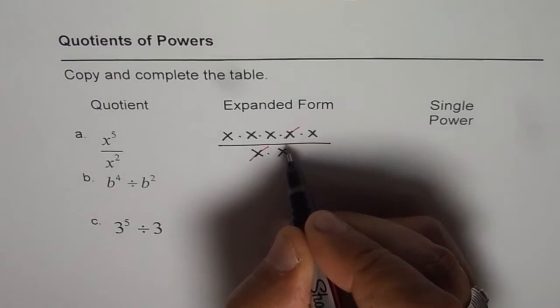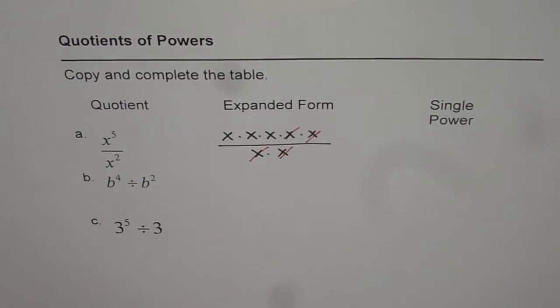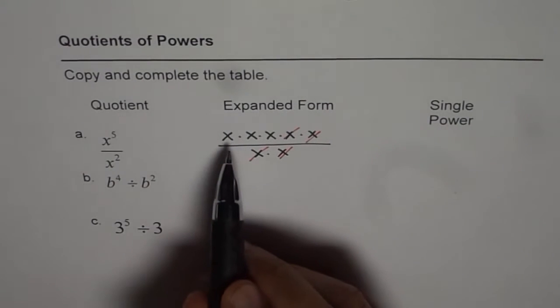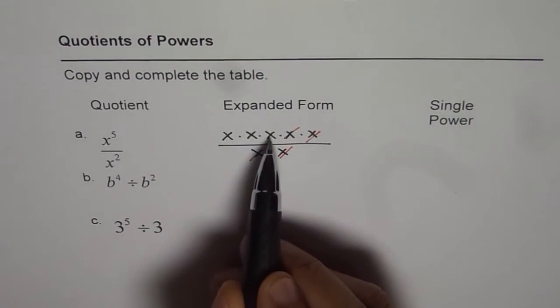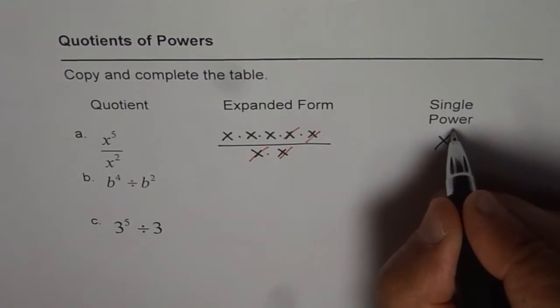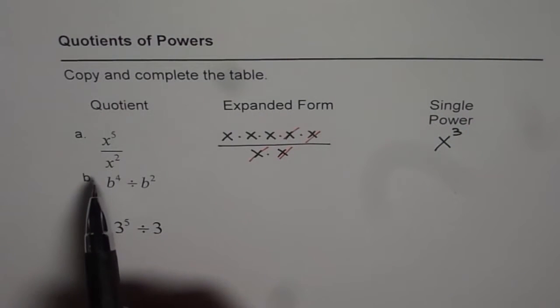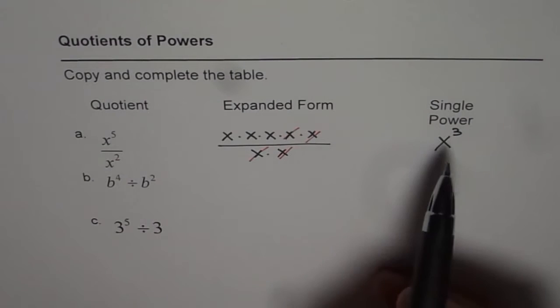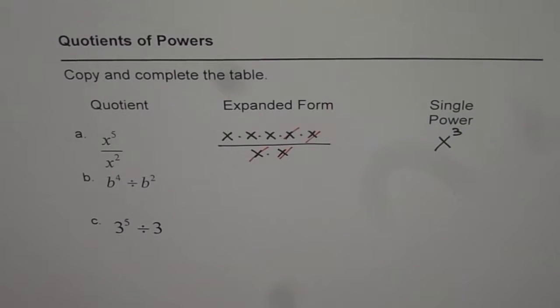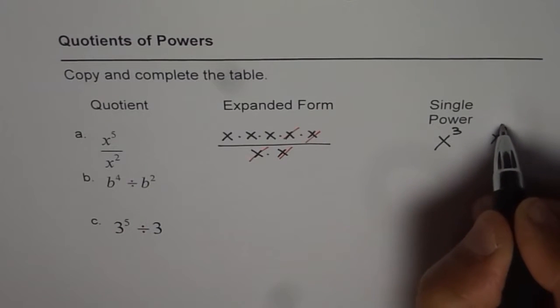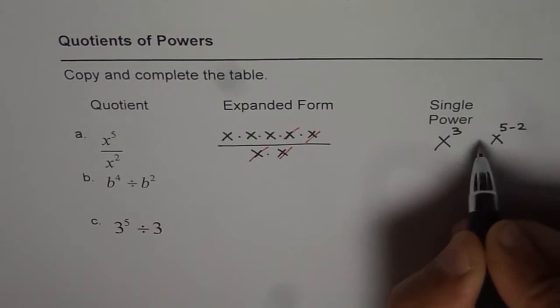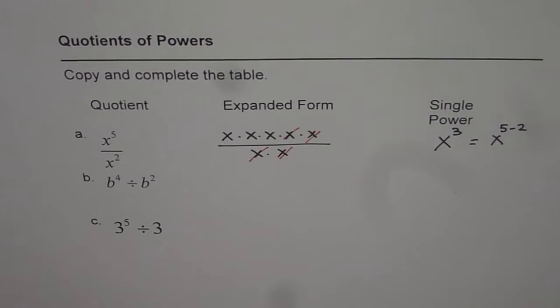So when you simplify, we can cancel out 2 x's from the numerator and denominator, and we are left with x times x times x, which could be written as x cubed. So that is the solution for x to the power of 5 divided by x squared. We get x cubed. You can also use power rule to get to the same answer, right? X to the power of 5 divided by x squared is indeed equal to x to the power of 5 minus 2, right? You get the same answer, x cubed. So that is how we can write the single power.